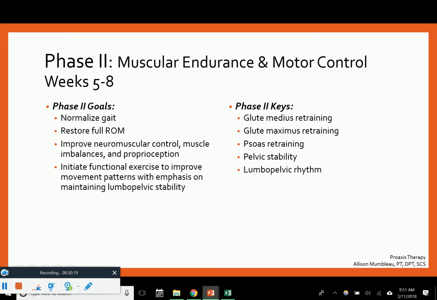Phase 2 is from weeks 5 to 8, and that's your muscular endurance and motor control phase. Phase 2 goals, you're going to normalize gait, restore full range of motion, improve neuromuscular control, muscular imbalance, and proprioception. You want to initiate functional exercise to improve movement patterns with emphasis on maintaining lumbopelvic stability. Phase 2 keys are glute med and glute max retraining, psoas retraining, pelvic stability, and lumbopelvic rhythm.